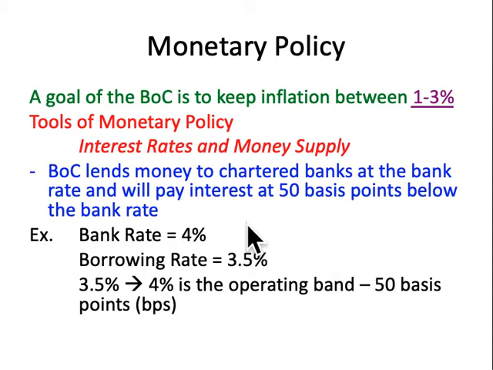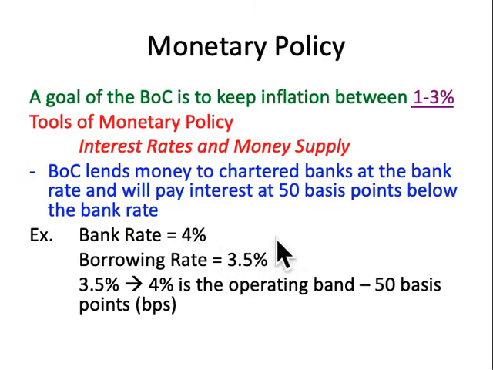So let's just talk about this a little bit. The Bank of Canada can push money into the banks, or deposit money into the banks, the charter banks, right? And so the charter banks will pay the Bank of Canada the bank rate of 4% as an example. If this is the bank rate, that means the borrowing rate is 3.5%. And what's this borrowing rate? The borrowing rate is when the charter banks put their money into the Bank of Canada. And so if the banks put their money into the Bank of Canada, that means that the Bank of Canada will pay the banks at 3.5%.